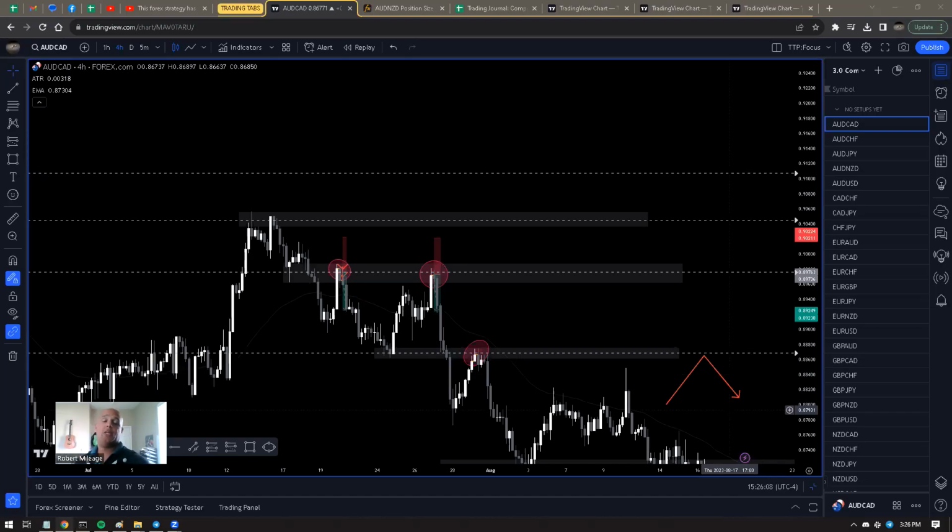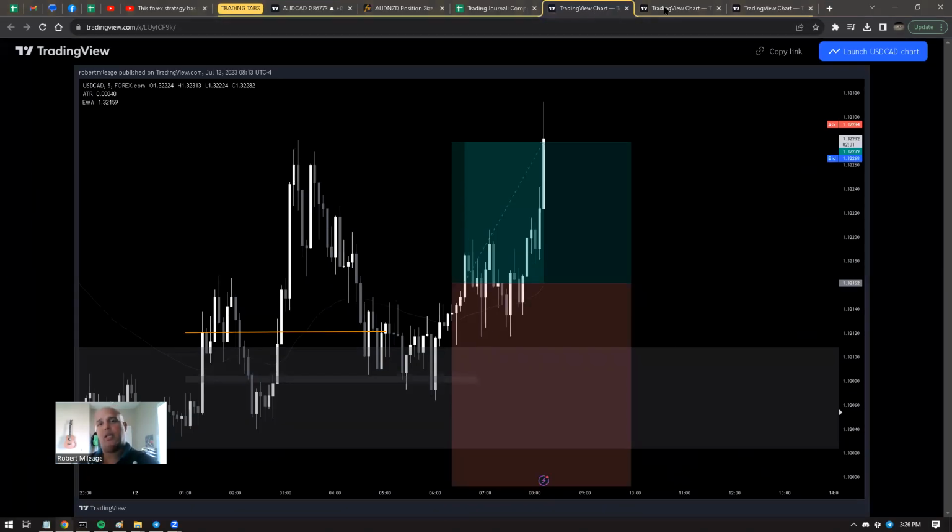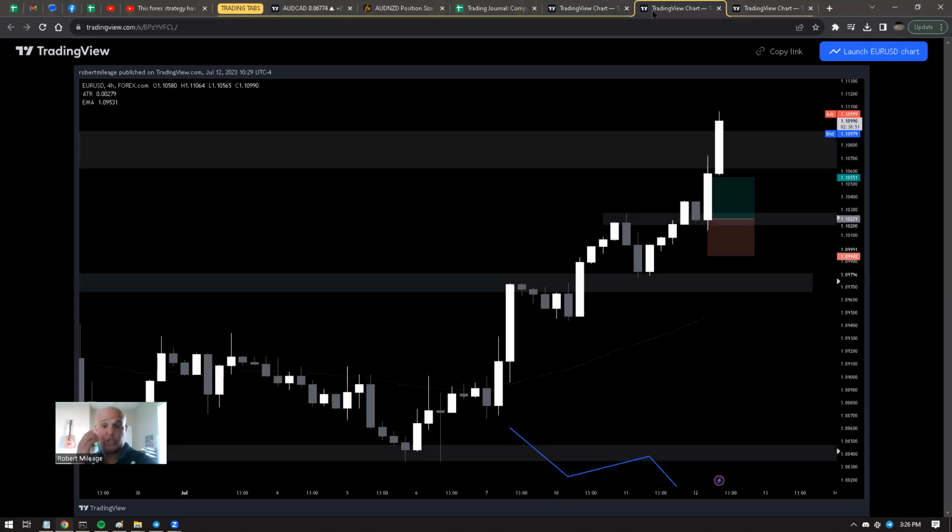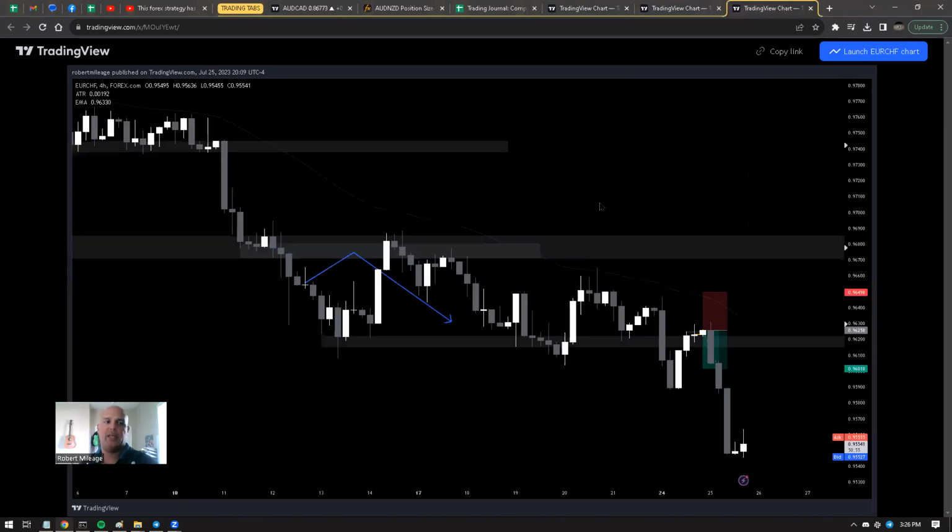Good afternoon. So I have a full strategy I want to share with you guys. Here are some of the trades that I took back in July. We have a USD CAD trade that won. We have a Euro USD trade that won as well. And then a Euro CHF trade that won as well.